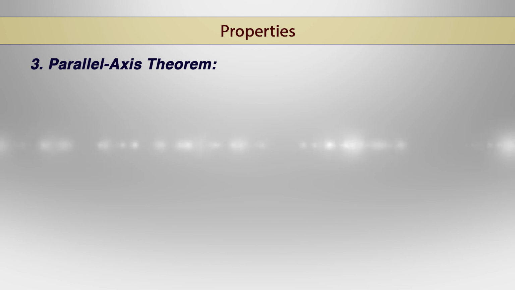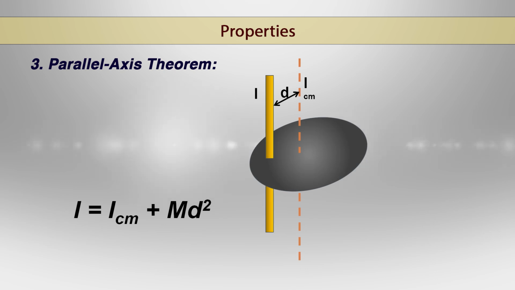The third property is the parallel axis theorem. This theorem relates the moment of inertia of an object about any axis parallel to an axis through its center of mass. As you can see from the figure, the axis passing through the center of mass has been marked as ICM, and the moment of inertia about the other axis can be represented by I equals the moment of inertia about the center of mass plus m times the square of the distance between the axis and the center of mass.